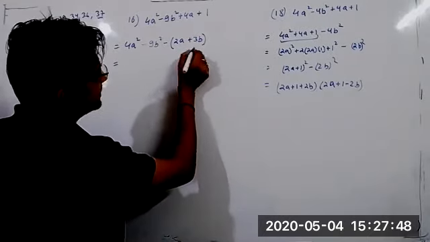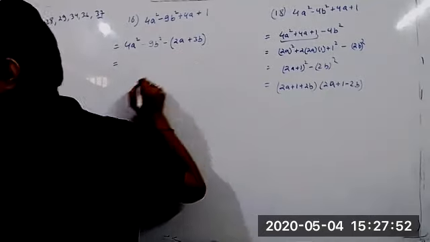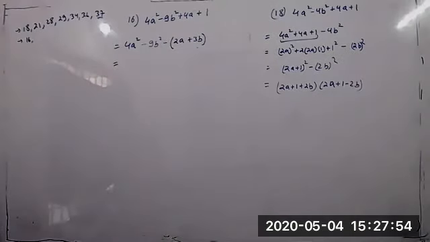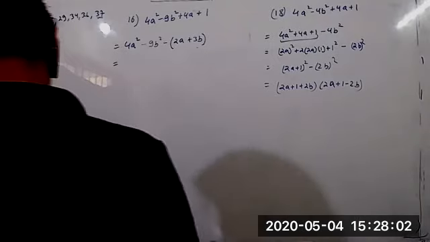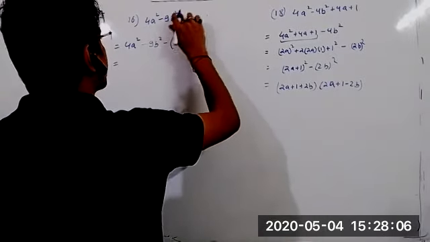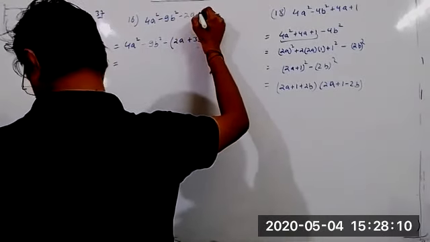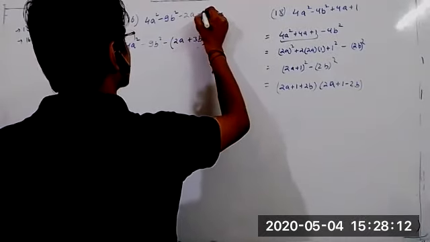How has this 2a plus 3b come? Can you tell me? I guess you have copied the question wrong. 16 questions, 4a square minus 9b square. Oh, okay, minus 16, that is a different question. Minus 2a minus 3b.